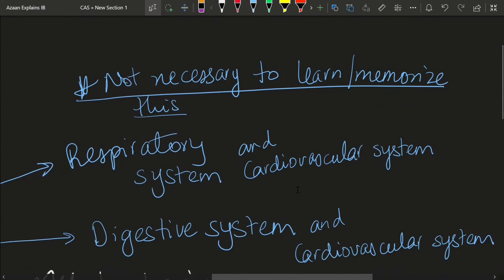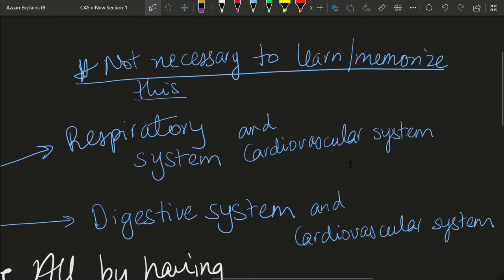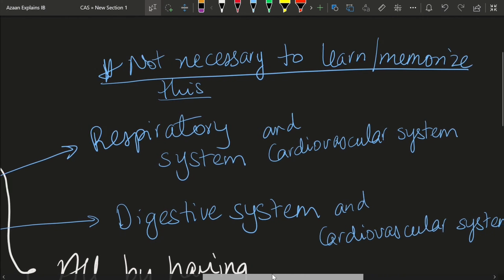Again, as it says, what's in blue you don't need to learn or memorize, but it will help if you understand this.